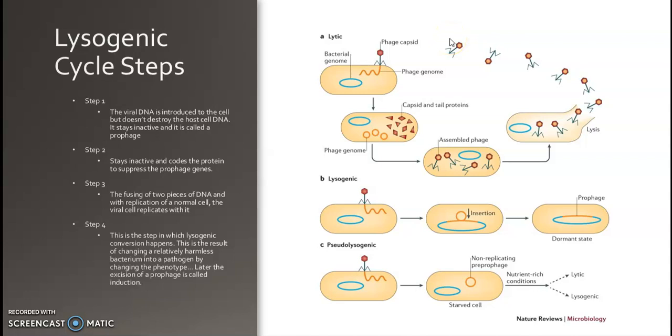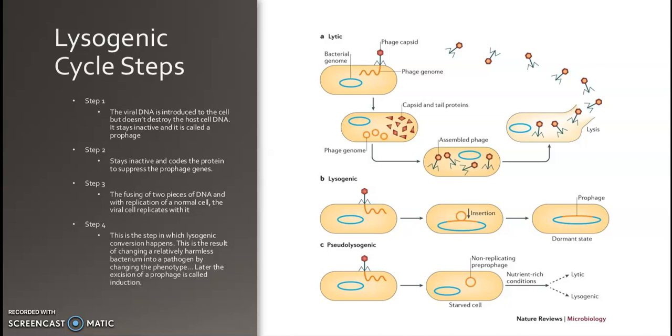The lysogenic cycle steps. Step 1. The viral DNA is introduced to the cell but doesn't destroy the host cell DNA. It stays inactive and it is called a prophage. Step 2, it stays inactive and codes the protein to suppress the prophage genes. Step 3, the fusing of two pieces of DNA, and with replication of a normal cell, the viral cell replicates it.